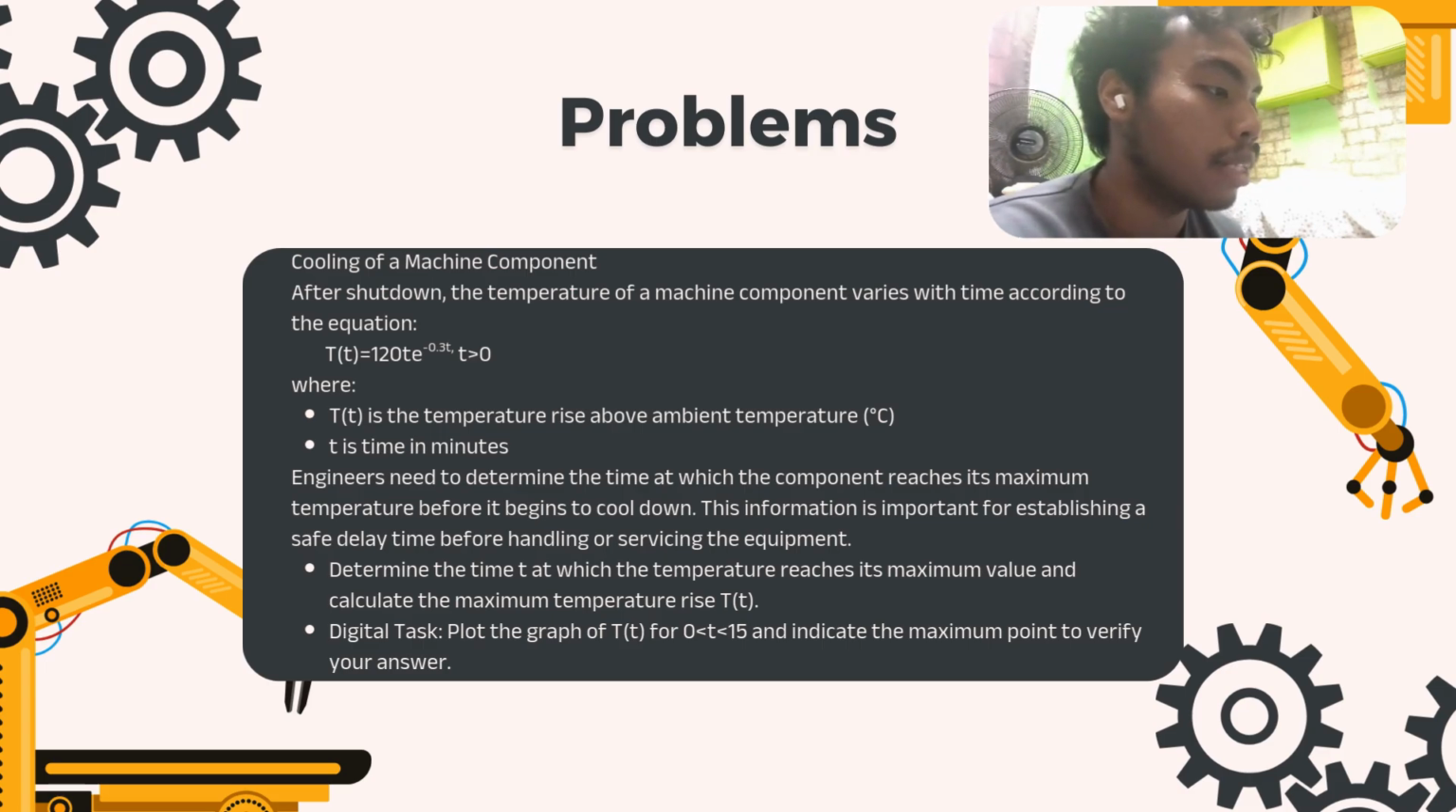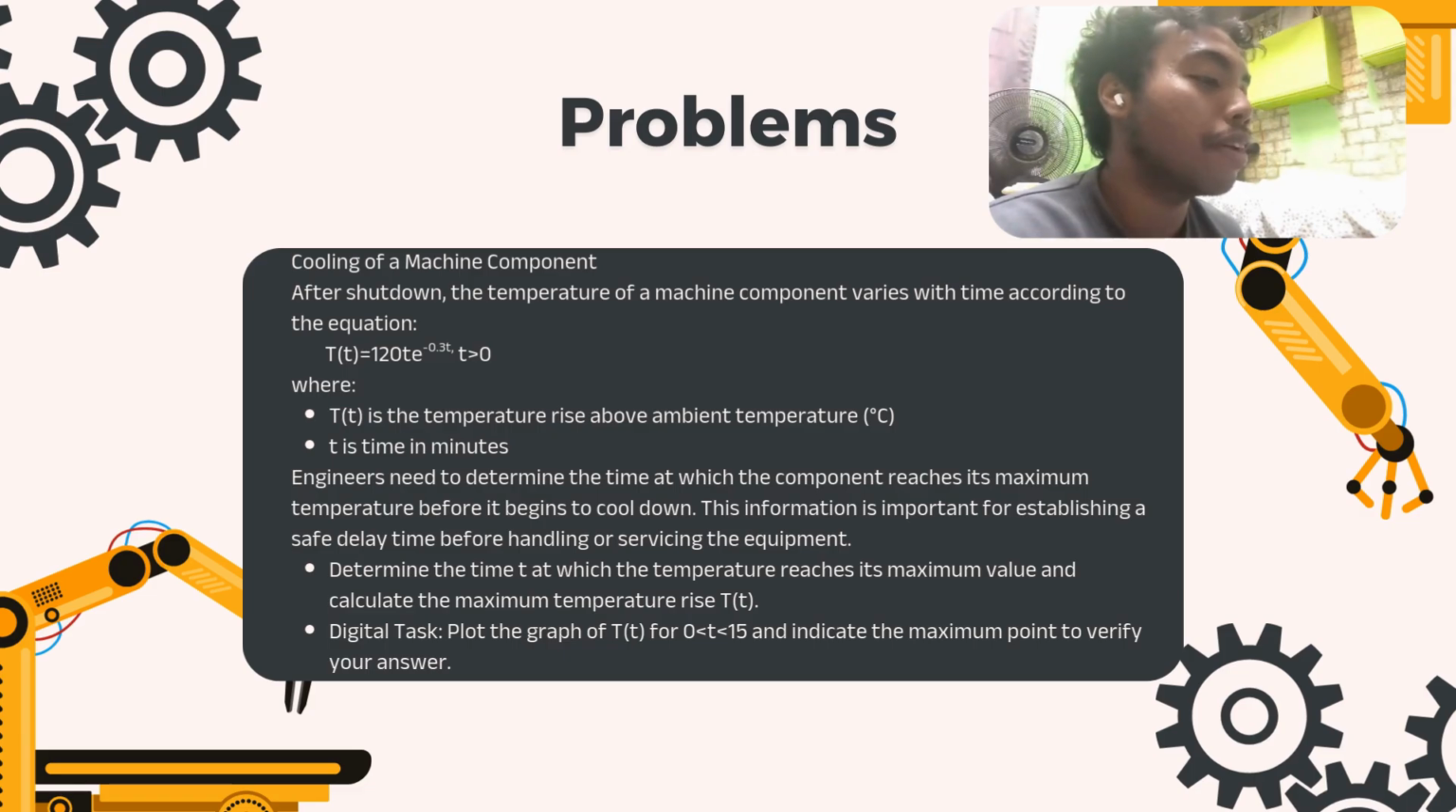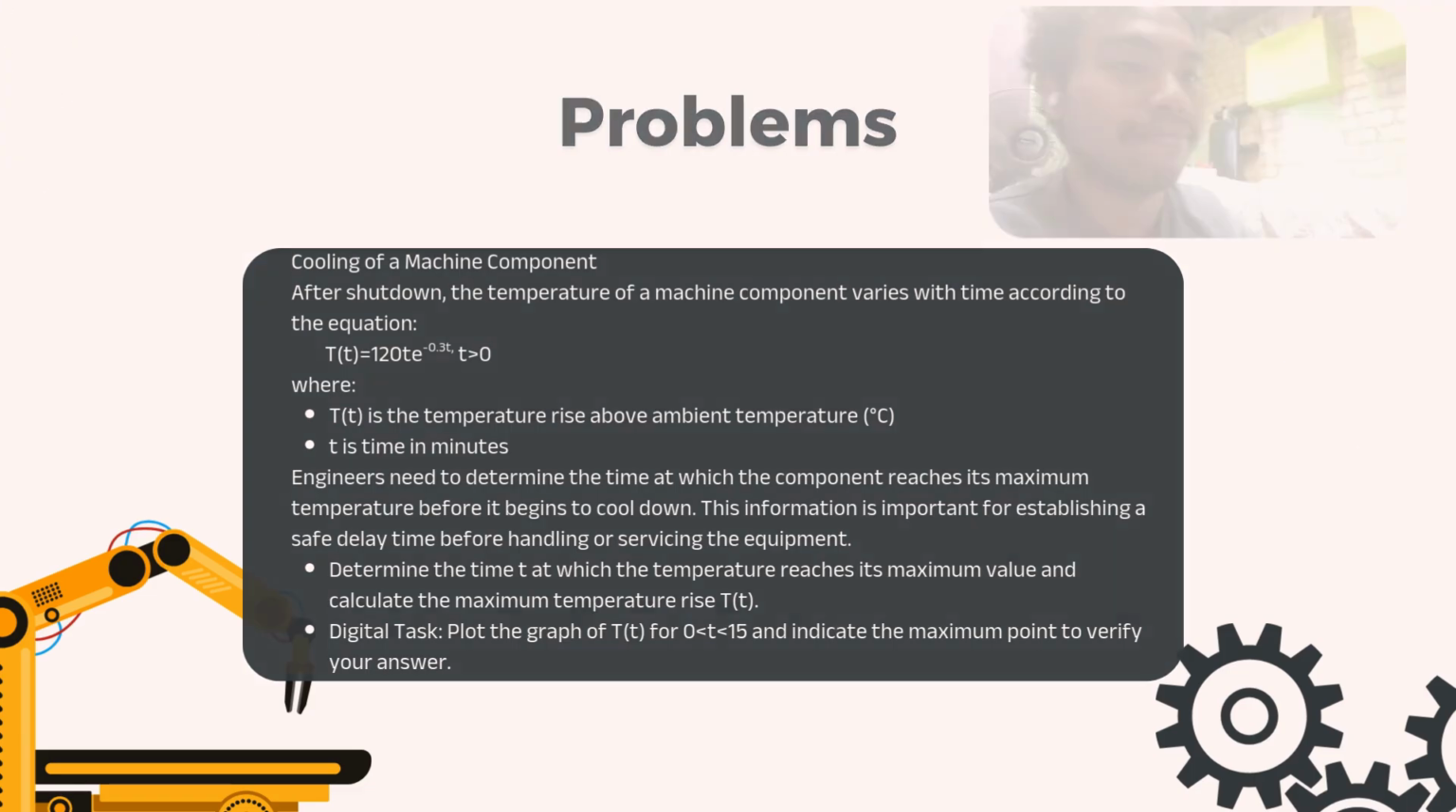Number 1, determine the time t at which the temperature reaches its maximum value and calculate the maximum temperature rise. Number 2, digital task: plot the graph of T(t) for 0 ≤ t ≤ 15 and indicate the maximum point to verify your answer.